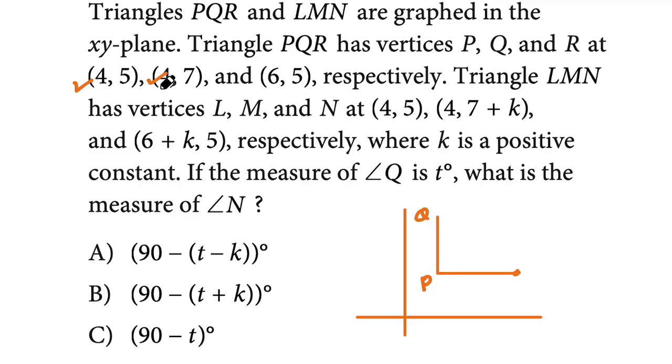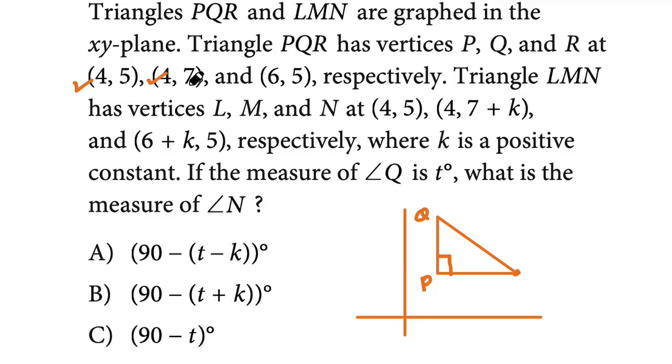So when the x coordinate is the same, the line is parallel to the y-axis, and when the y coordinate is the same, the line is parallel to the x-axis. So that means this angle is 90 degrees. That means we are talking about a right triangle. Point number 1, concept 1 done.